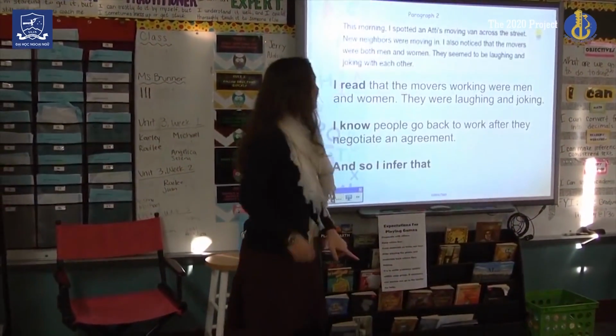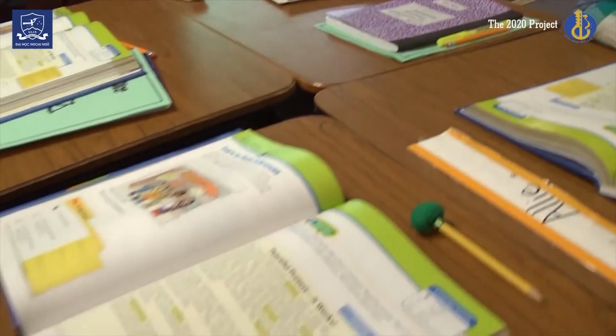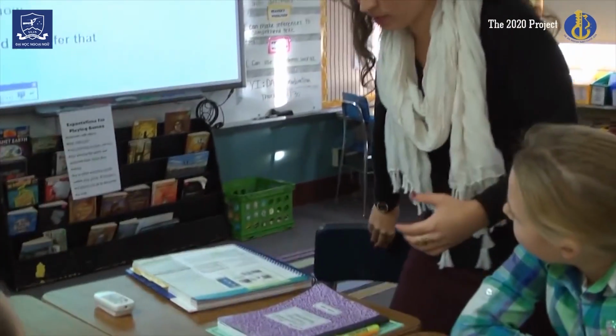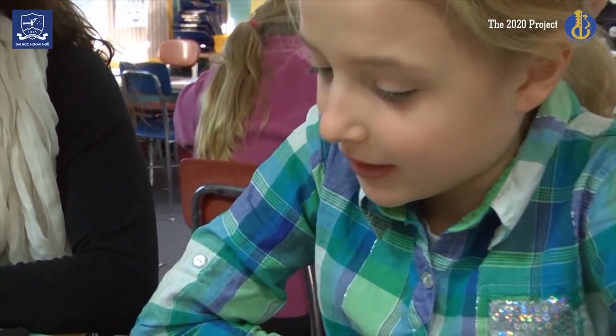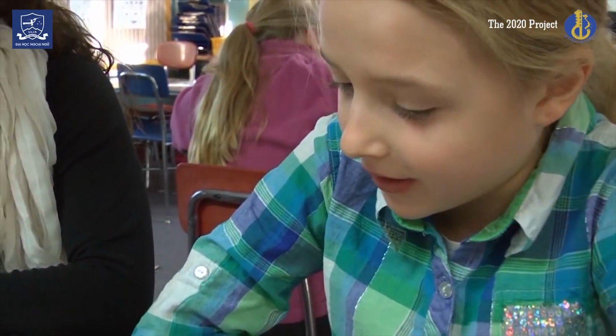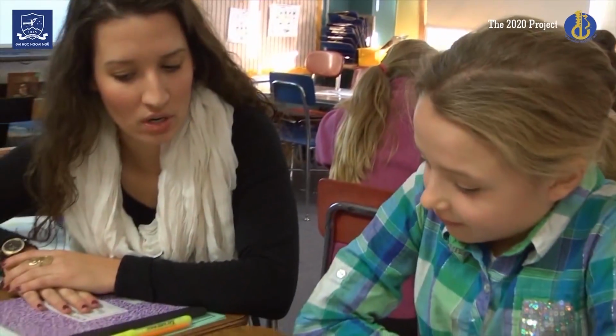Let's go on to that next paragraph, paragraph 2. In those last two paragraphs, what did you read? I read that the women got what they wanted and they got more money. What do you know about that then? Their pay.